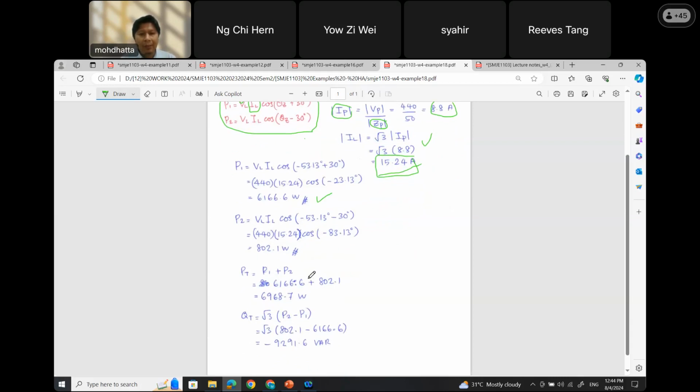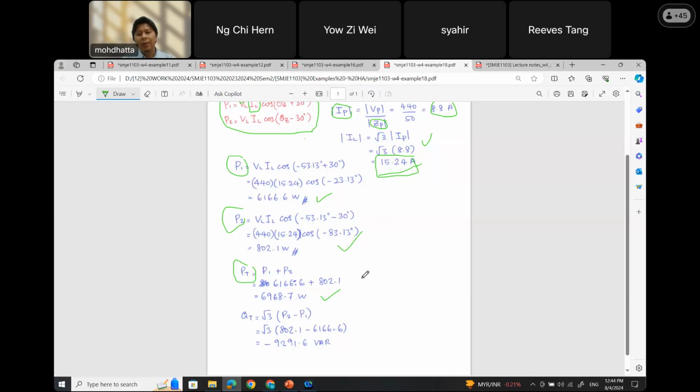All right. Now P1 and P2 are very straightforward, and for P total, since we have the values over here for P1 and P2, P total is just the summation of P1 and P2. We will have 6,966.7 watt as our three-phase average power. I arranged it back.